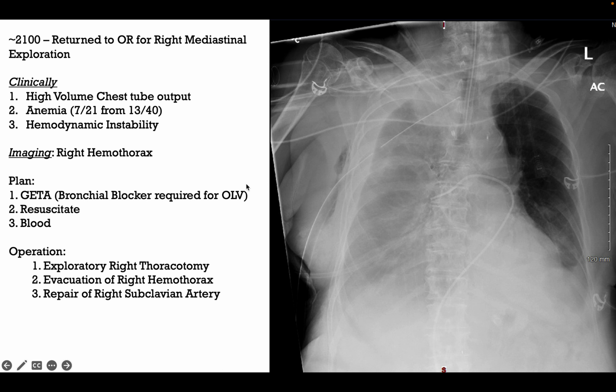The anesthetic plan was a general anesthetic. However, in this particular instance, a bronchial blocker was placed, and the decision to resuscitate and use blood was also made. It was found that the patient had a right subclavian artery injury. It's unclear at this time whether this was a direct result of the central line placement or the midclavicular needle decompression. Either way, the patient sustained a right subclavian artery injury that had to be repaired.